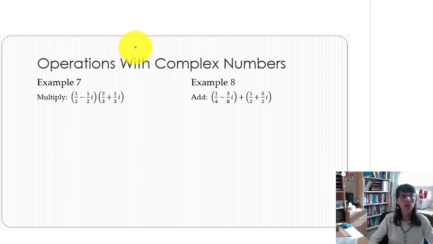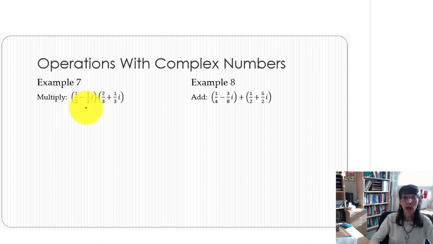In these next two operations with complex numbers, you'll see that fractions are involved. In example 7, we're going to be multiplying fractions that involve complex numbers, and then in example 8, we'll add fractions that involve complex numbers.